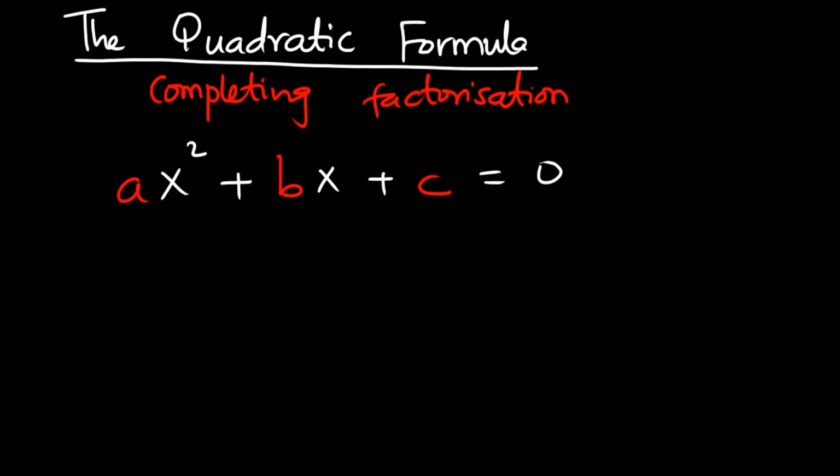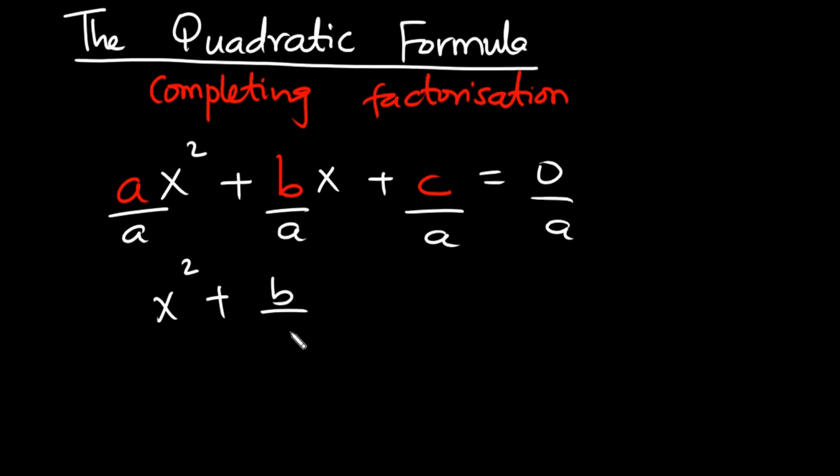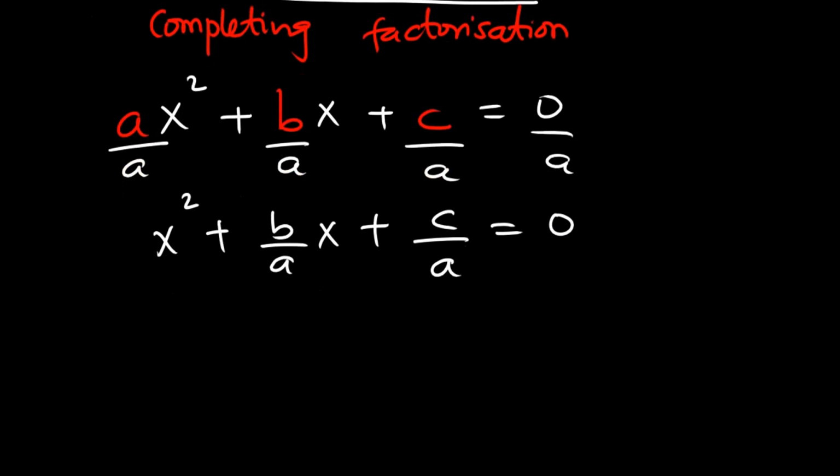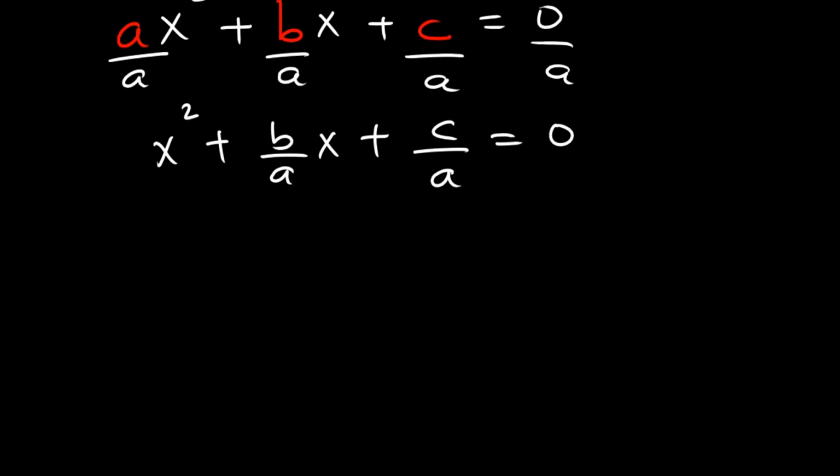So the first thing that we are going to do is divide through by a, so that I'm going to have x squared plus b over a x plus c over a is equal to 0. If you recall the completing the square method, but if you did not watch that video, I'm going to leave a link to it in the description box so that you can follow that link and watch that video.